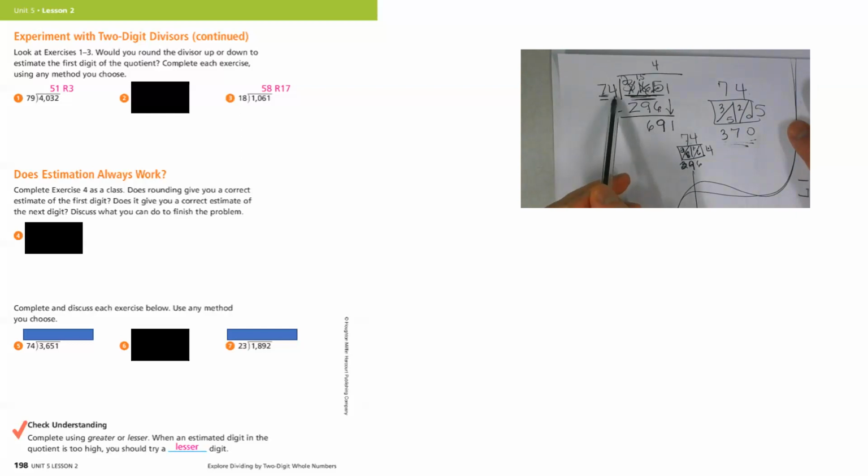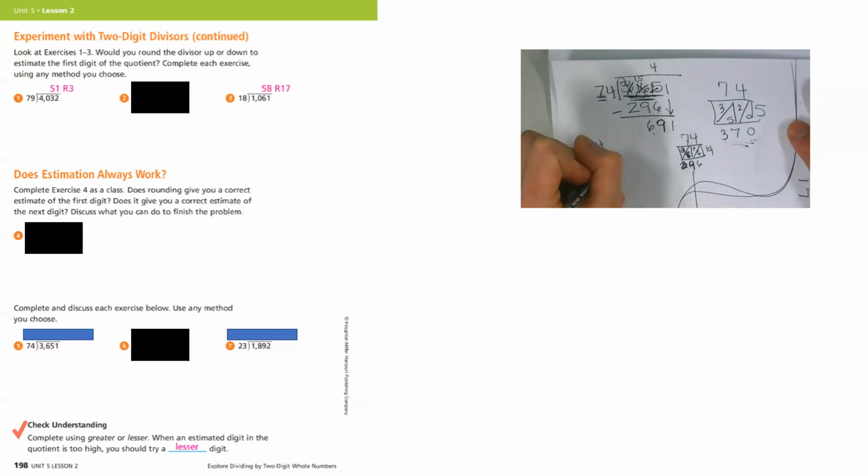My guess is going to be 9. And my guess is 9 because 10 times 74 is 740. And I think 9, one less group of 74, will be perfect. So the most important thing is that you know how to check your guess.